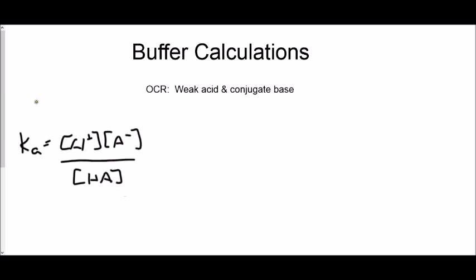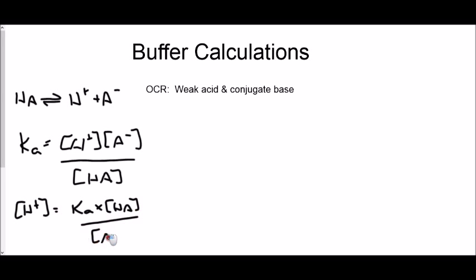Remembering that a buffer equation for us looks like this. Then we'd write our Ka expression and we would rearrange that to give us H+. And so if we were asked to calculate the pH of a buffer solution, then this is the equation we would be using.